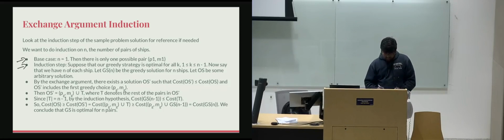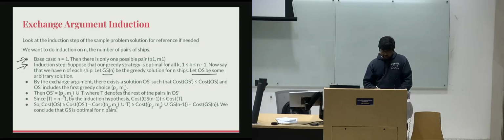So now let's define our inductive step. Suppose that our greedy strategy is optimal for all k less than or equal to n minus 1. This is how we are defining our greedy strategy. And let GS be the greedy solution for n ships, and let OS be some arbitrary optimal solution.